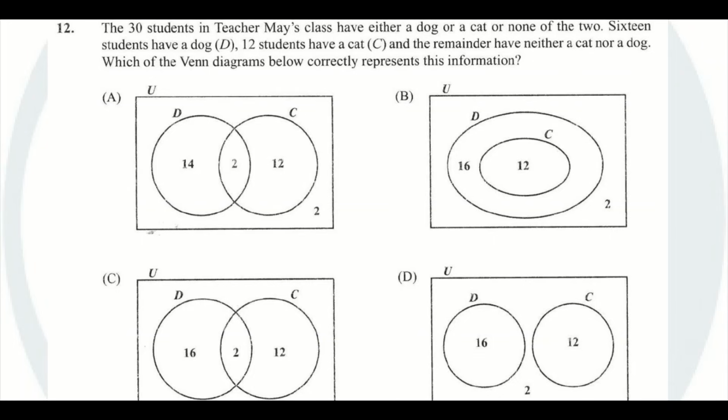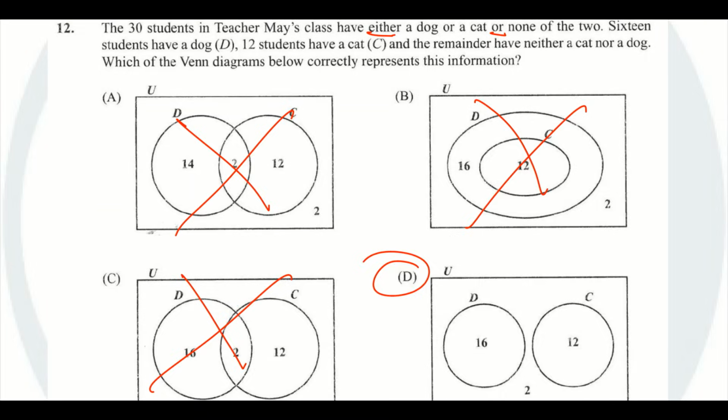That one again says something with an intersection. No. They didn't say that there are students who have both cats and dogs. So no. It said distinctively either or, totally disjoint. So either you have a dog or you have a cat or you have neither. So our answer is going to be D.